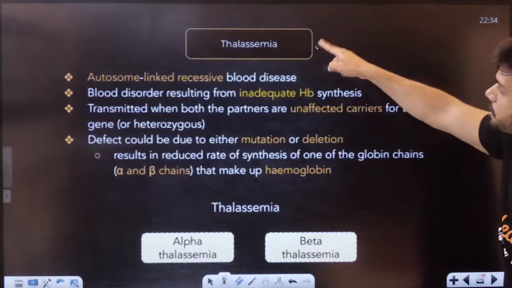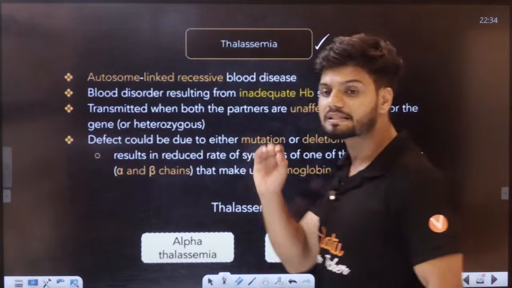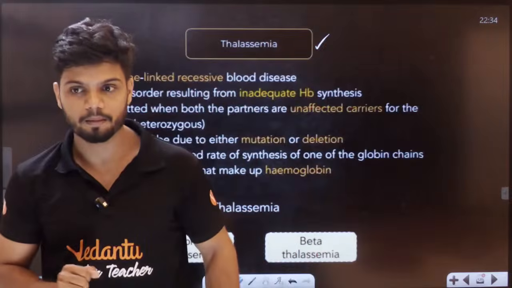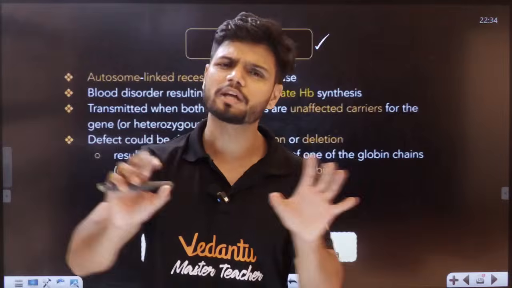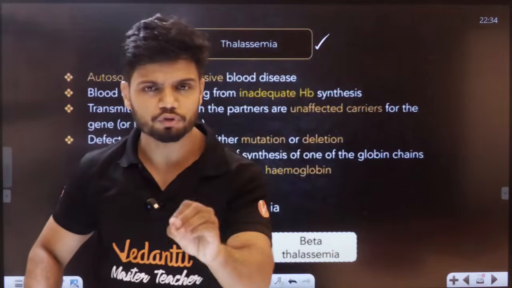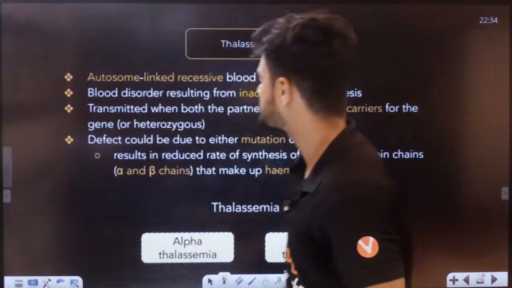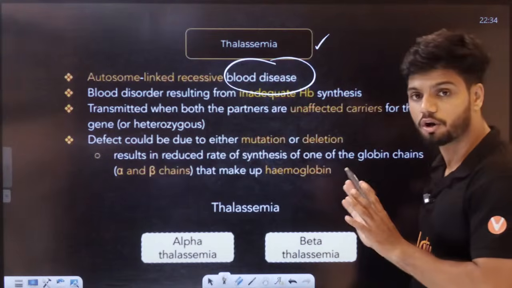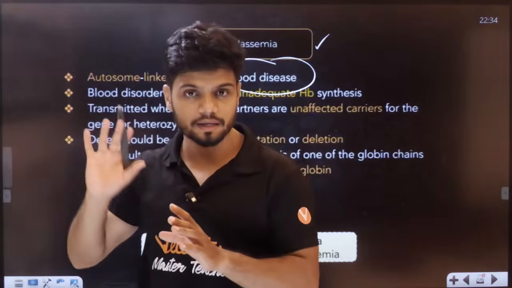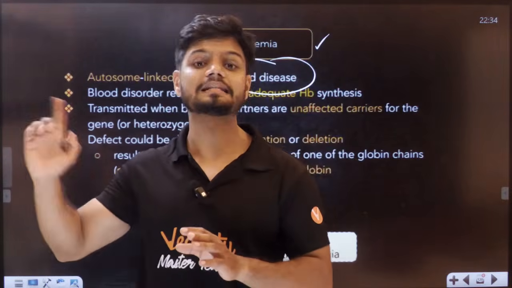Next, what is thalassemia, students? Last, this is of Mendel. Mendel's last disease is called thalassemia. Again, students, mutation only. Here you have to remember 2 points. Again, it's a blood disorder, similar to your sickle cell anemia.